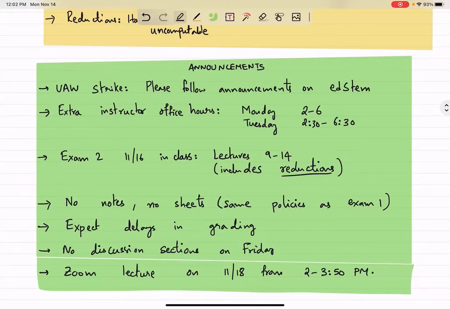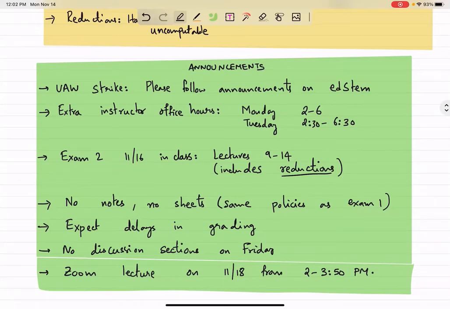I'm going to have extra office hours today and tomorrow from 2 to 6 and 2:30 to 6:30, especially given that we have an exam due on Wednesday, might be somewhat helpful. And exam 2 will be here in class and in the other room. I'll try and move around between the two places. I think we can manage that.